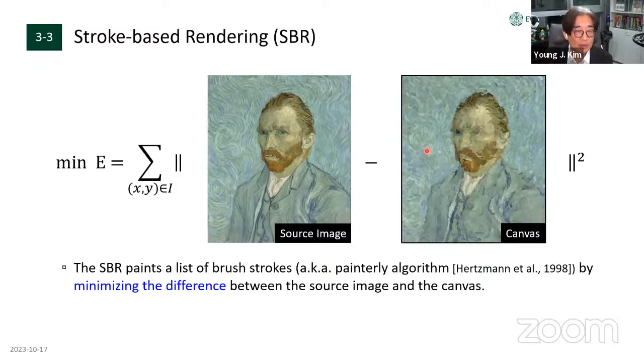But in our case, our focus is, instead of finding a bunch of random strokes, we want to find a good ordering of these brush strokes so that it can mimic the way human artists draw these images. In other words, we don't want random strokes, but we need to find the proper ordering of these strokes.